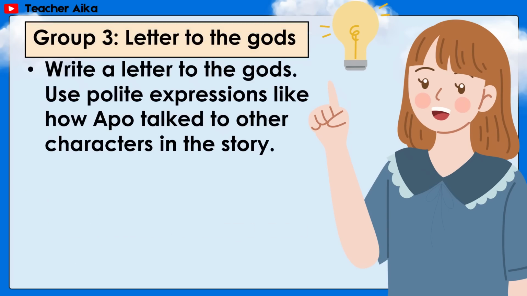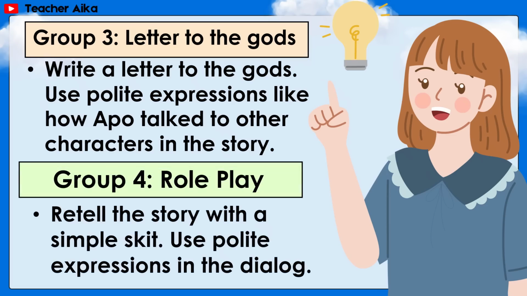Group 3, letter to the gods. Write a letter to the gods. Use polite expressions like how Apo talked to the other characters in the story. Group 4, role play. Retell the story with a simple skit. Use polite expressions in the dialogue.